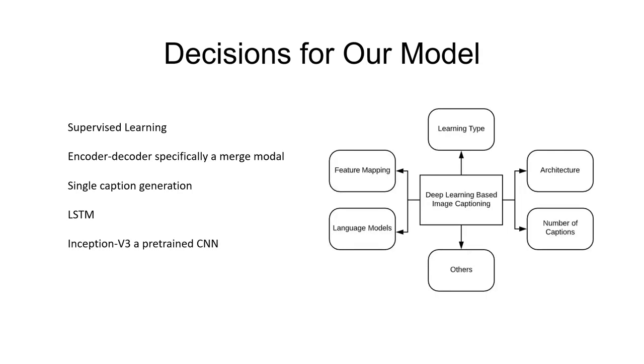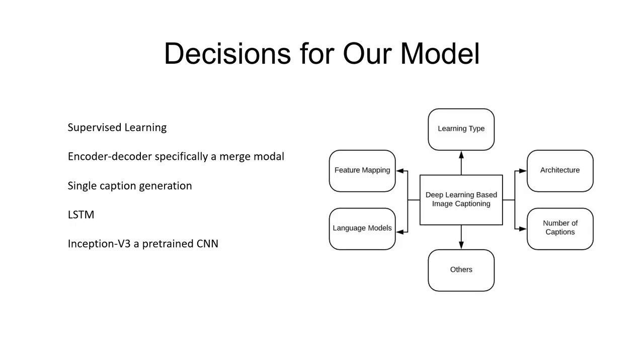Now that we have covered the background information, let's take a look at our approach to image captioning. When approaching image captioning, there are numerous choices that must be made. The diagram here shows prominent decisions that are fundamental to building a deep learning model for image captioning.